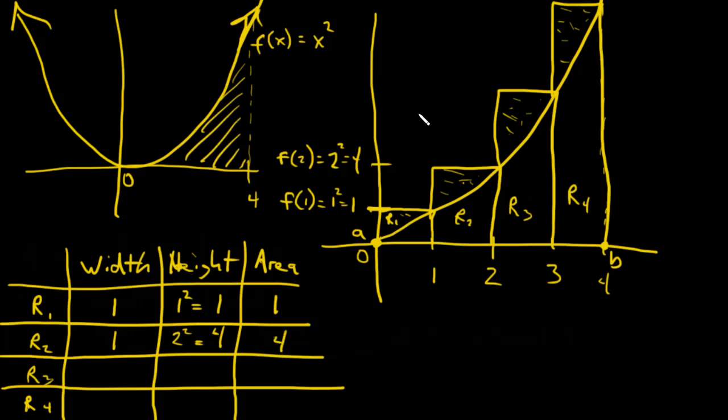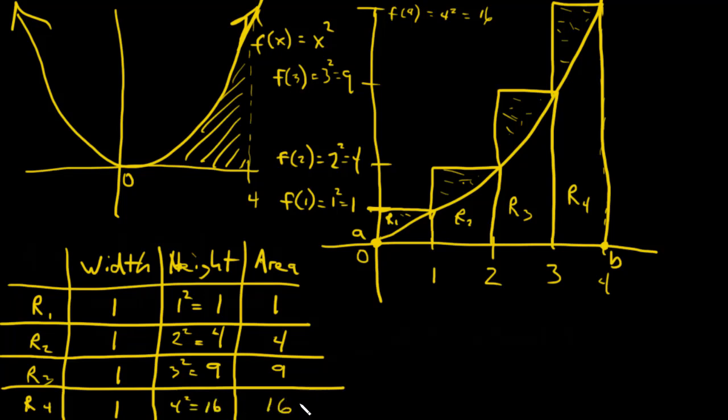Now the area of rectangle 3, well, that height is what I get when I plug in the x value 3 into the function. So f of 3 is 3 squared, which is 9. 1 times 9, 9. Alrighty. Last but not least, this one right here, which is kind of off the chart, but I would get this value by plugging in x equals 4. So I would have f of 4, which is 4 squared, which is 16. That's that y value. 1 times 16 is 16.